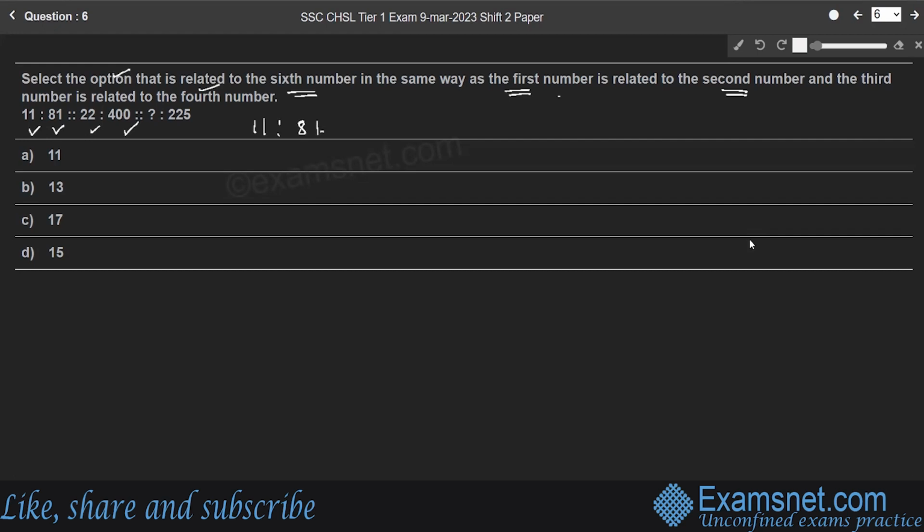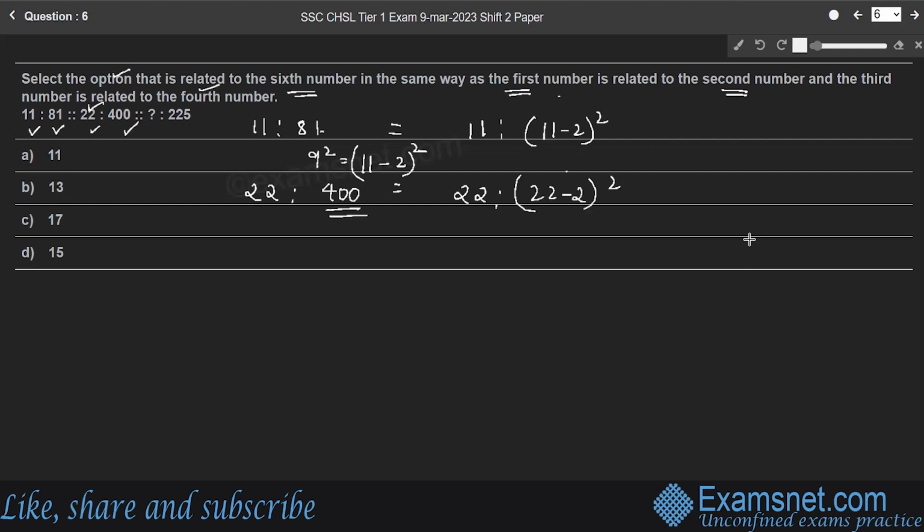11 and 81. Here, we can write 81 as 9 square, which is nothing but 11 minus 2 the whole square, where 11 is the first number. Therefore, 11 and 81 are related as 11 and 11 minus 2 the whole square. Similarly, the second pair, which is 22 and 400, are related as 22 and 22 minus 2 the whole square, since 400 is square of 20, and 20 is nothing but the first number, 22 minus 2.